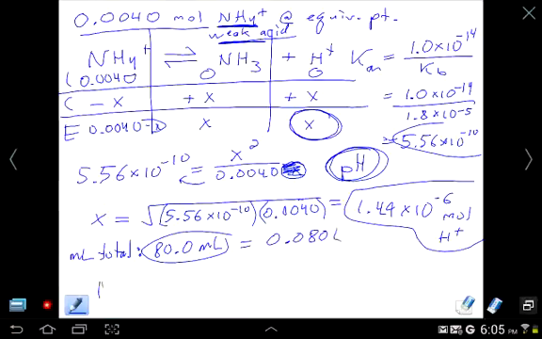So we can now get our molarity of our H plus, which is 1.49 times 10 to the negative 6 moles over 0.080 liters. And this molarity then comes out to be, let me try that again, 1.49 divided by 0.080. We should get 1.86 times 10 to the negative 5.